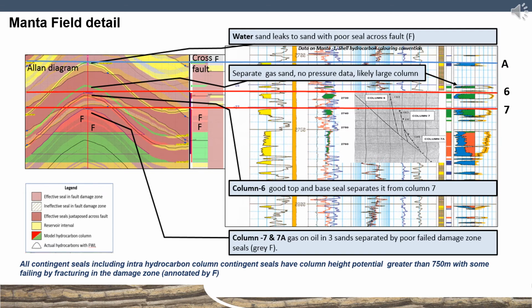The top of column 7, good top seal, and within column 7 there's a number of poor quality seals marked by F, and these don't generate pressure differentials through the hydrocarbon column. And below that there's an oil leg. So overall there's a very good match of model when you look at this in detail.